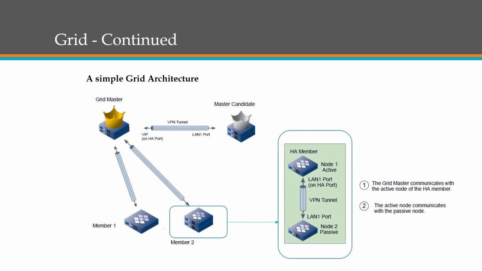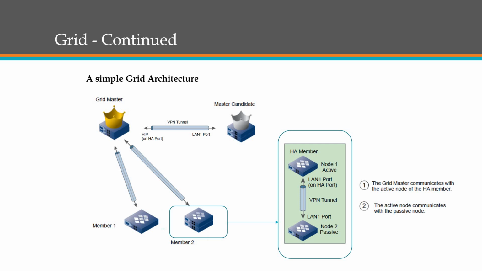So this is a simple grid architecture. Here you can see a grid master candidate, and two members, and one of the members is in HA. I will come back to the slide after I explain HA, but for the time being, this is a simple grid architecture.